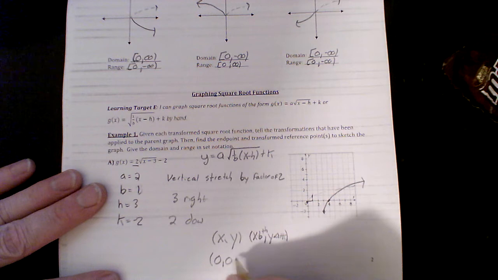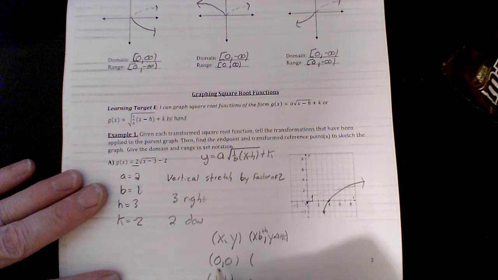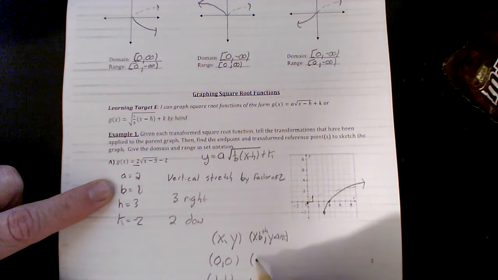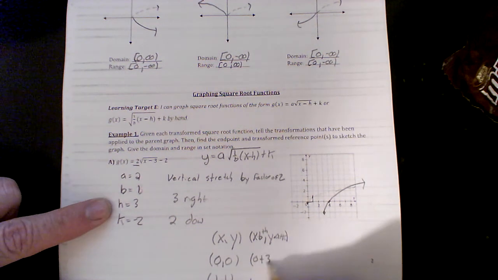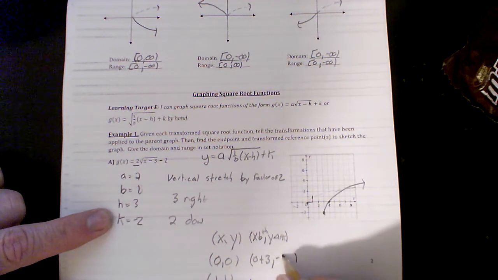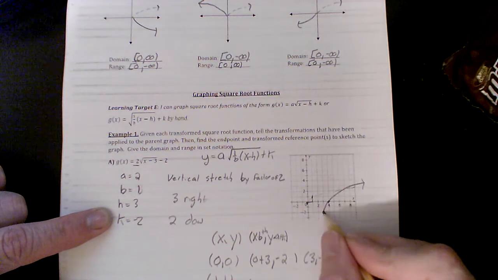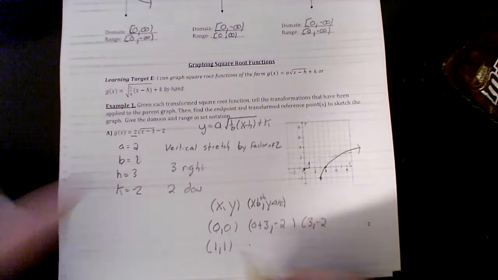We had 0, 0 and 1, 1, and we can always use these reference points if they're hard. Alright, so 0 times b is 0, plus h is 3. Right? This 0 times a is 0, plus k is negative 2, so we'll see 3, negative 2, which we see 3, negative 2 up here. I'll push this up a little bit.